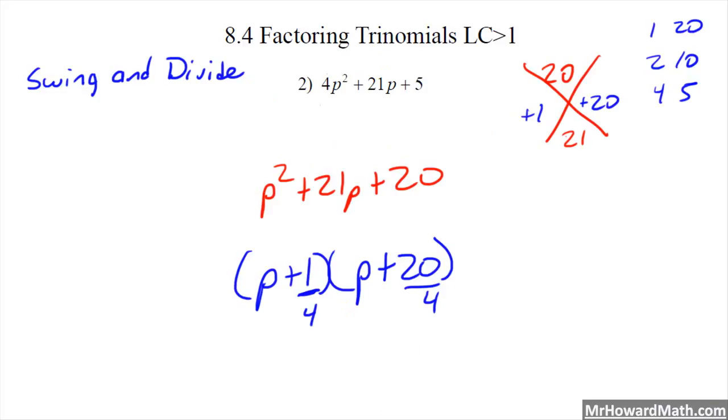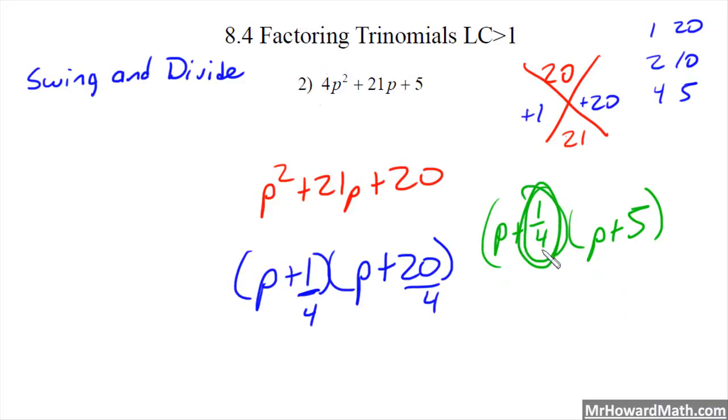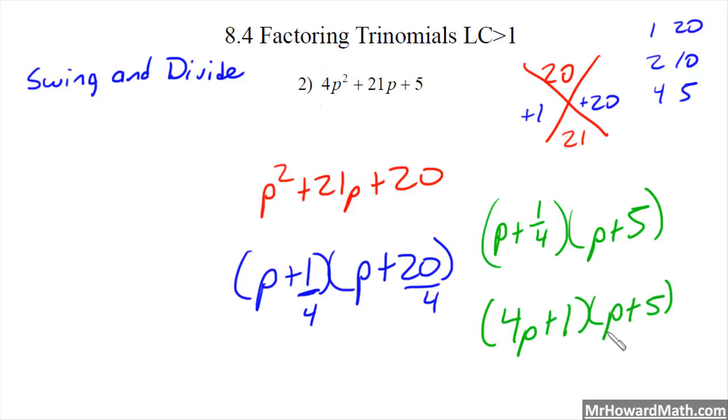So you can start skipping some of these steps later, but we're not going to for now. So I have now p plus 1/4, and p plus 20 divided by 4 is 5. So now I have this. The rule is you don't want a fraction here. So if the fraction is already reduced, all you have to do is swing this number up in front of that p right there, and that would give me 4p plus 1, and then p plus 5. And that is the final answer right there.